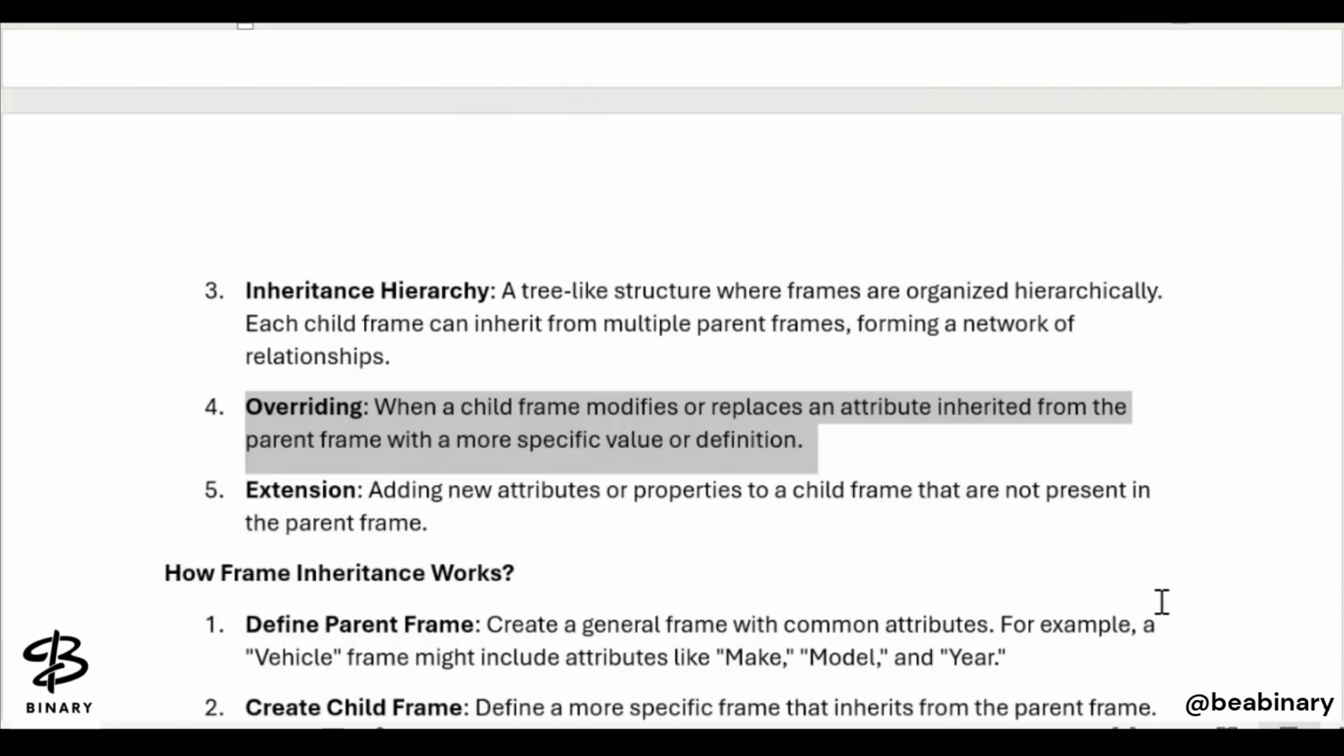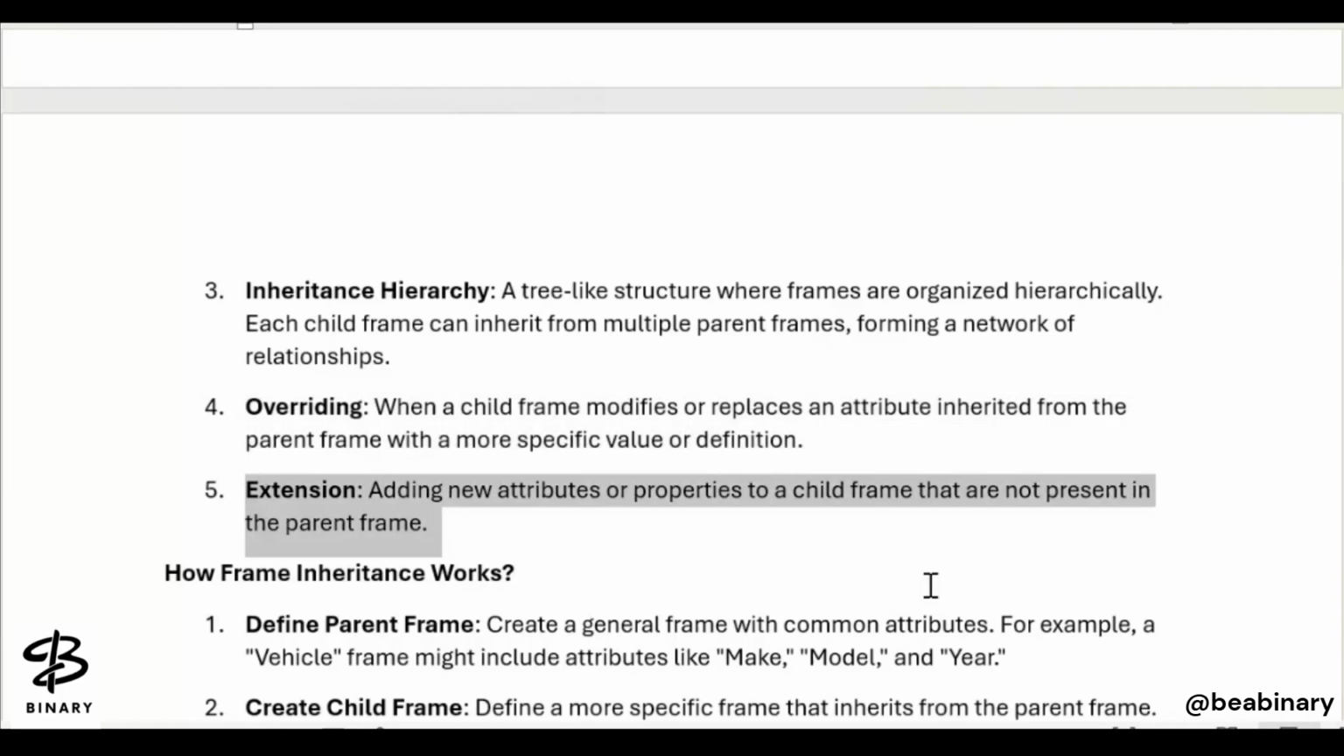So overriding will be done, and then we are talking about extension here. Extension can help us with scalability: adding new attributes or properties to a child frame that are not present in the parent frame. Okay.